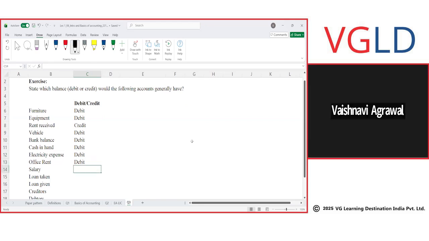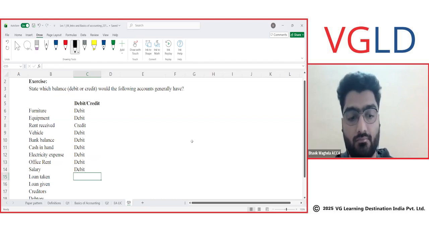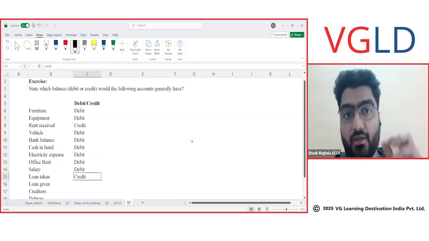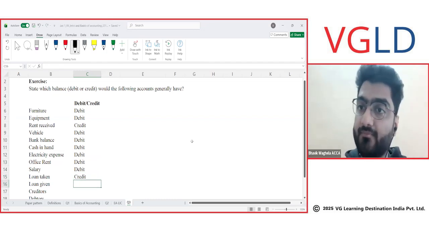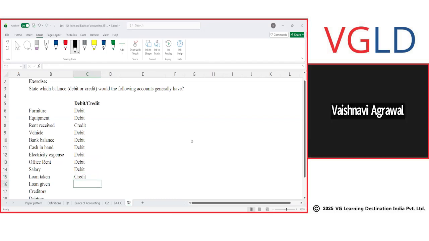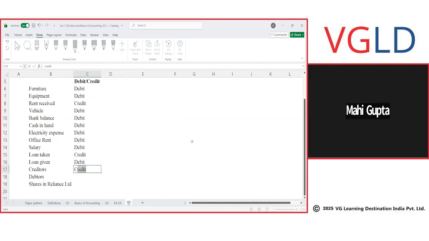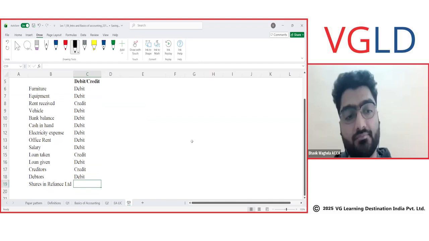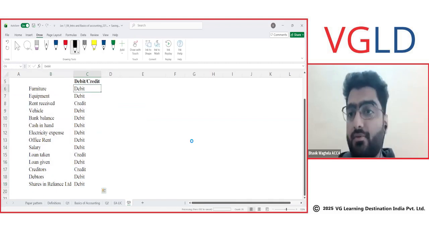Salary, debit. Loan taken, credit. Perfect. Because loan taken is a liability and liabilities mean credit. Loan given, debit. Creditors, credit. Debtors, debit. Shares in Reliance Limited, debit. Everyone understood this?